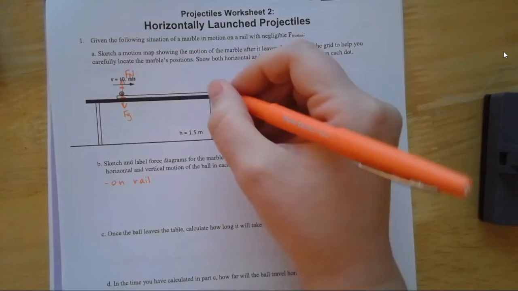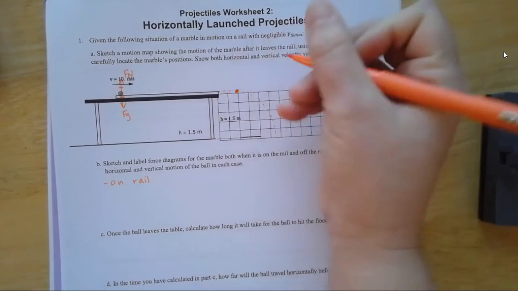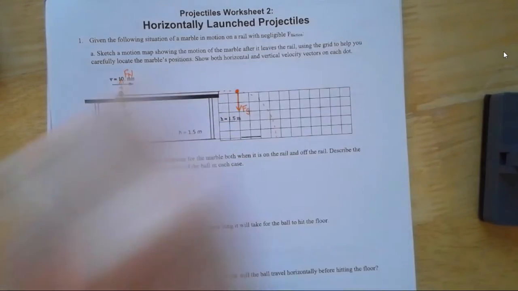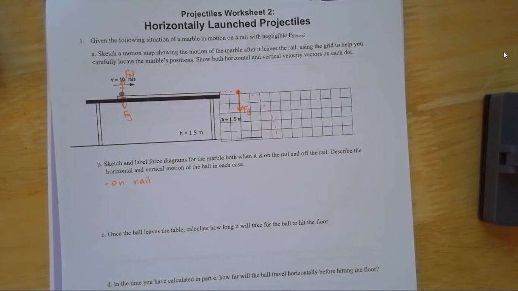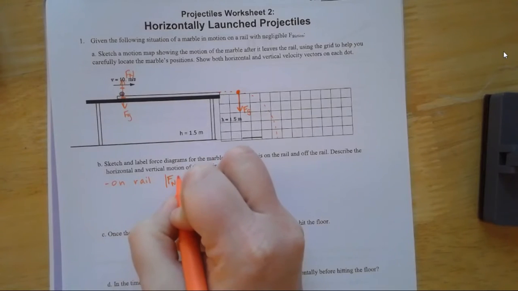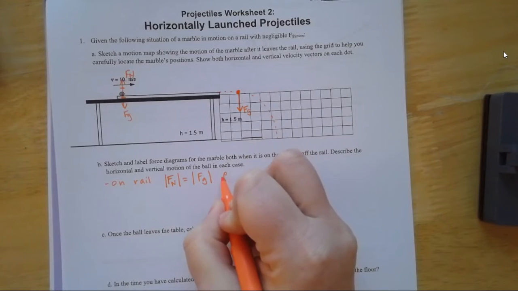However, as soon as the ball leaves the rail and is in the air, it no longer is experiencing normal force, and it is only experiencing gravity. And so if it's experiencing gravity without something to balance it, it's going to accelerate downward. If our force is equal to mass times acceleration, we're going to have acceleration in the downward direction that's coming from gravity. So up on the rail, we know that the magnitude of normal force is going to be equal to the magnitude of gravity, and forces are balanced.